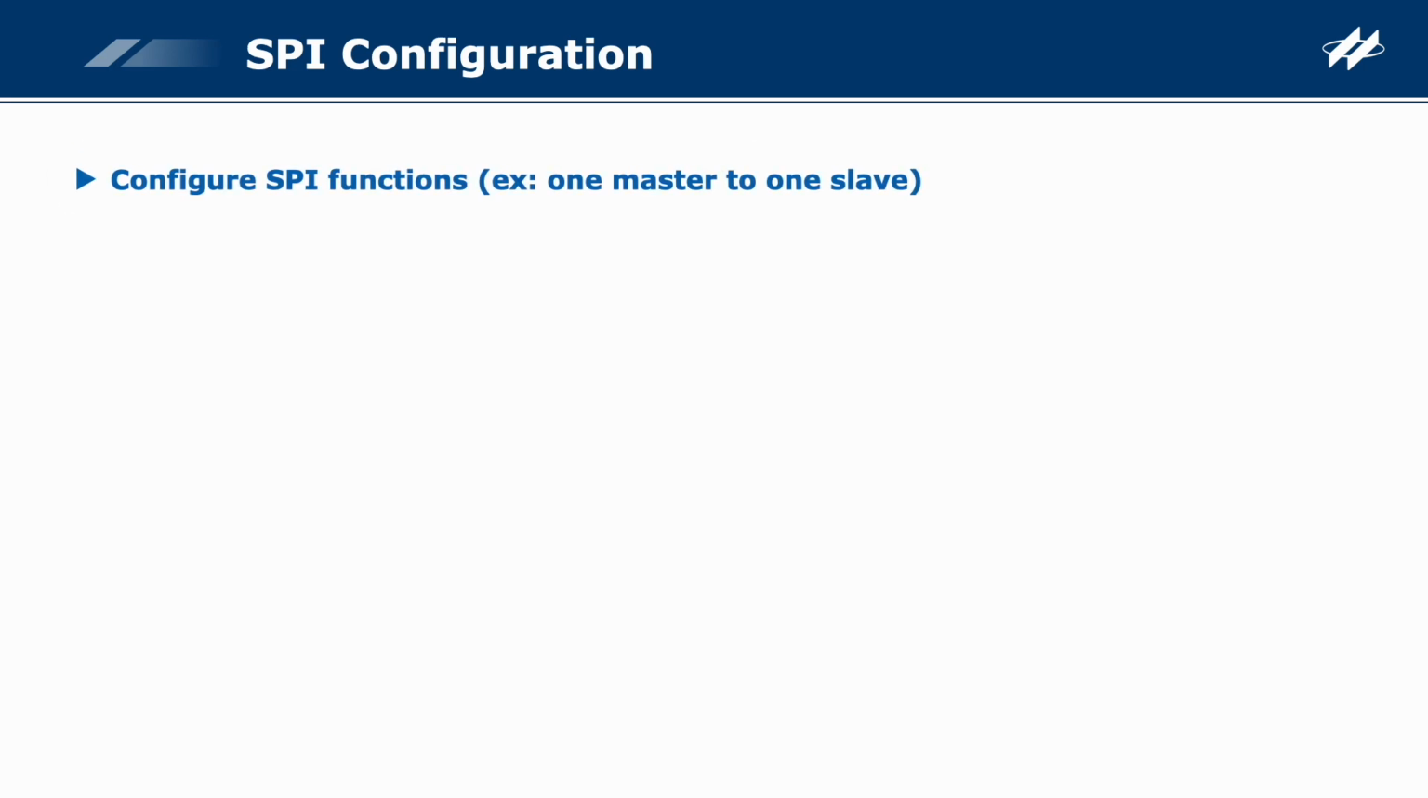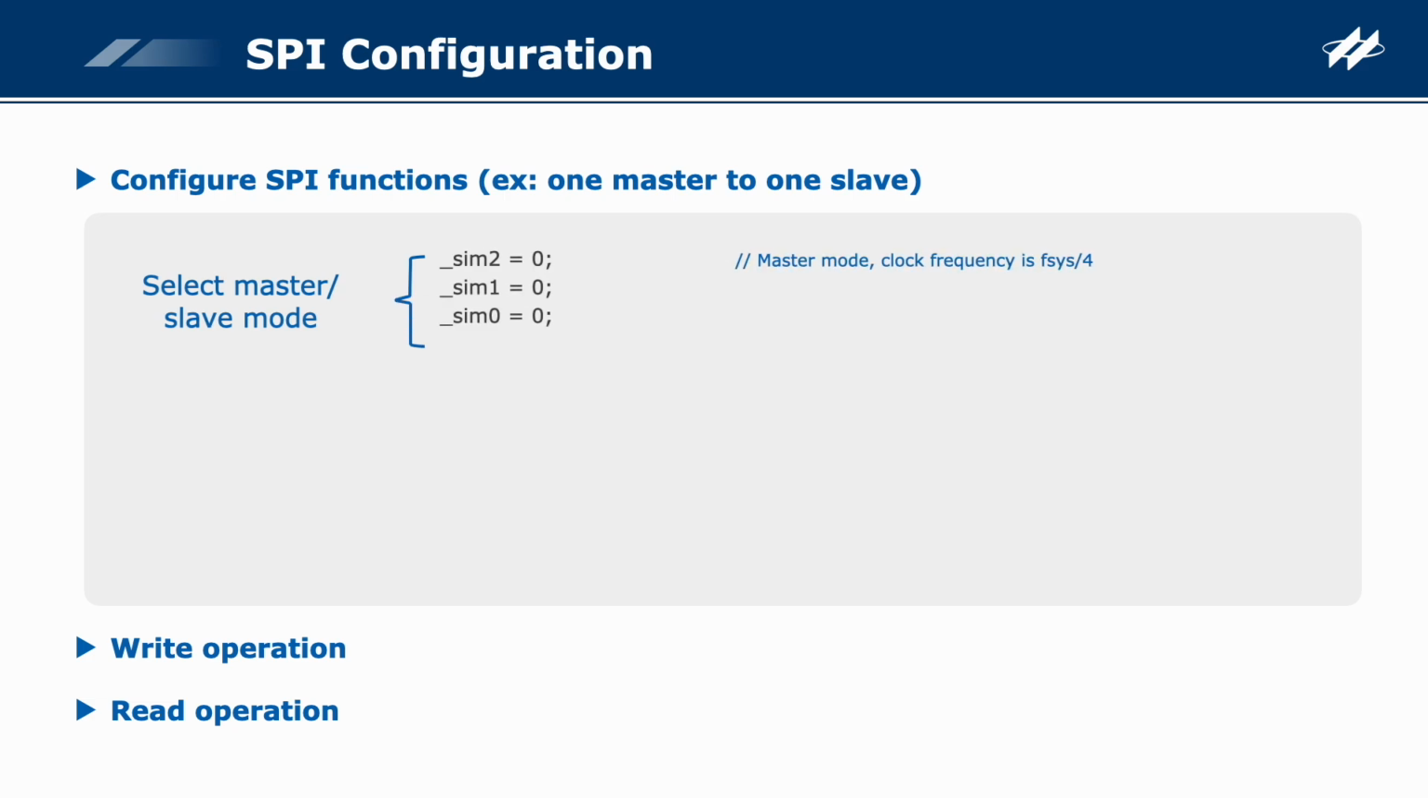The next step is to configure the SPI registers, including 3 parts. Configure SPI functions, write operation, and read operation. First, select Master or Slave mode. Here we select the SPI Master mode and set the clock frequency to the system clock divided by 4.